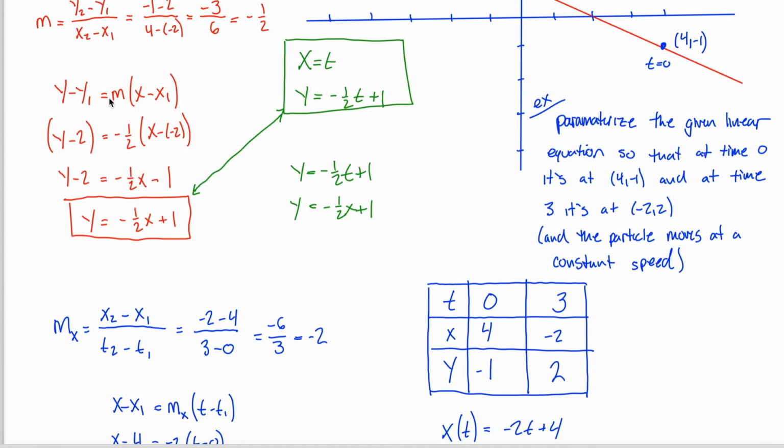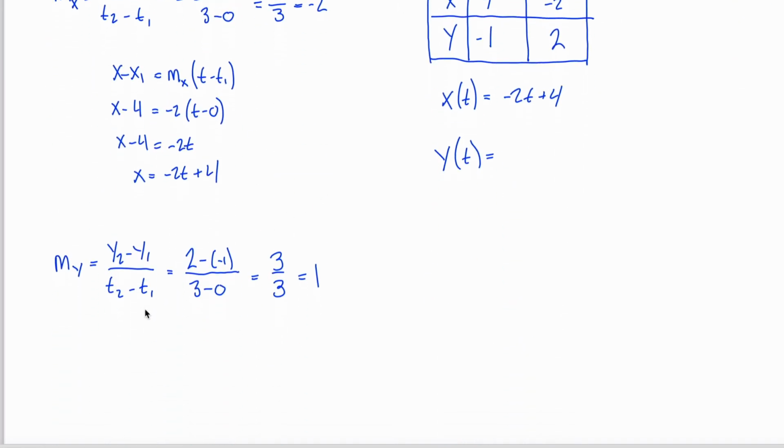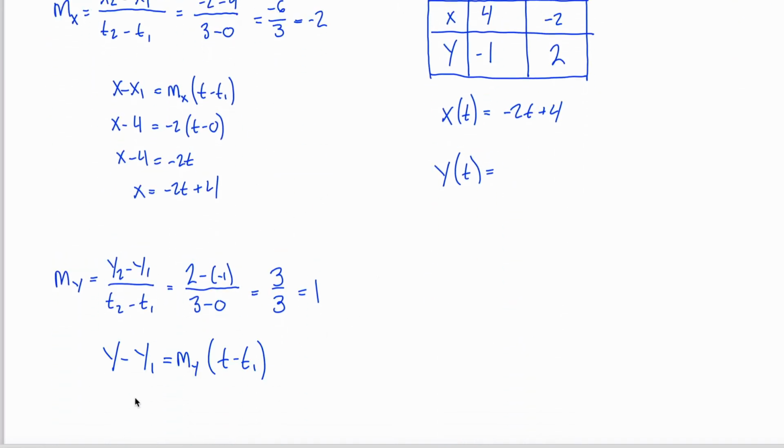Instead of y minus y1 equals m times x minus x1, I'm going to have y minus y1 equals m sub y times t minus t1, the variable that I want to write y in terms of. Now all I have to do is plug in values.